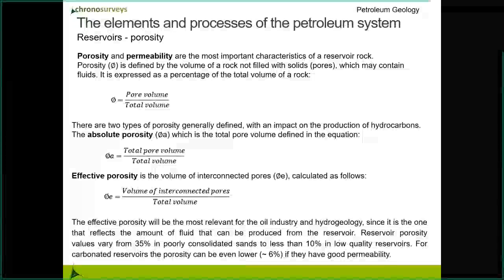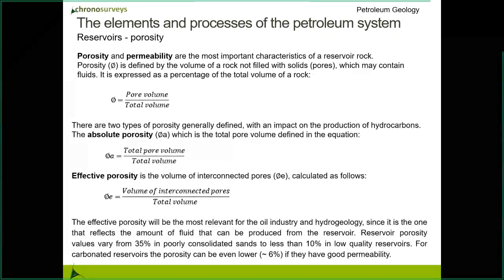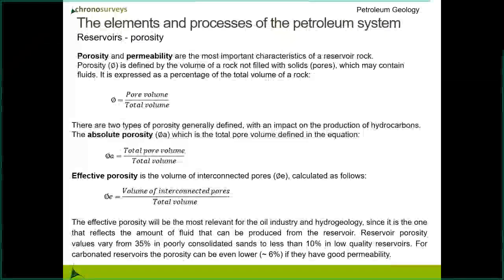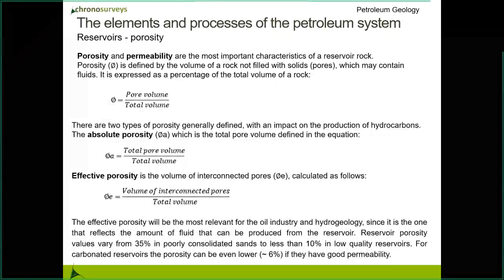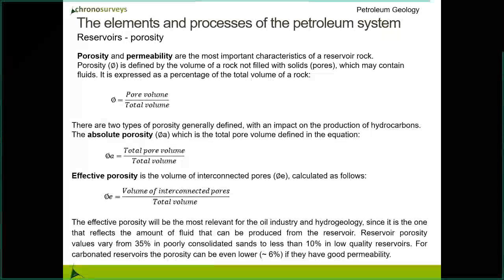Irrespective of whether it's a siliciclastic or a carbonate reservoir, the two most important properties that are described in reservoir rocks are the porosity and permeability. Porosity is generally defined as the pore volume versus the total volume of rock, so the amount of volume which is occupied by the pore space. There are different types of porosity. You can have absolute porosity, so all the pores which exist in the rock versus the total volume of the rock, and also the effective porosity. And this will be the most relevant for petroleum geology, as it reflects the volume of interconnected pores. So if you have pores which are not connected among each other, they can even contain hydrocarbons, but they cannot be produced, you cannot extract them. So we'll be interested in the interconnected pores, so that's what is called the effective porosity.